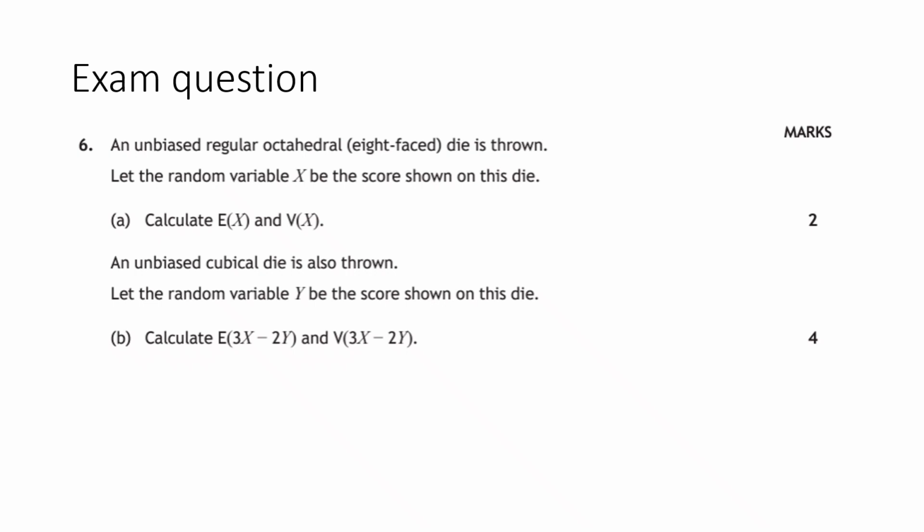Okay, so the question is, an unbiased regular octahedral 8-sided die is thrown. Let the random variable x be the score shown on this die. Now we did this in a previous question as well. So we know E of x is 4.5 and V of x is 5.25. An unbiased cubical die is also thrown. Let the random variable y be the score shown on this die. Calculate E of 3x minus 2y and V of 3x minus 2y.